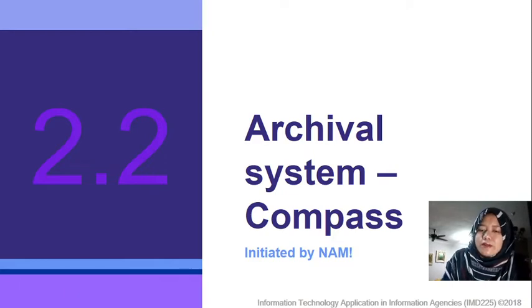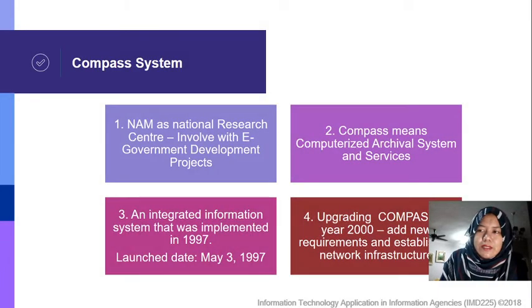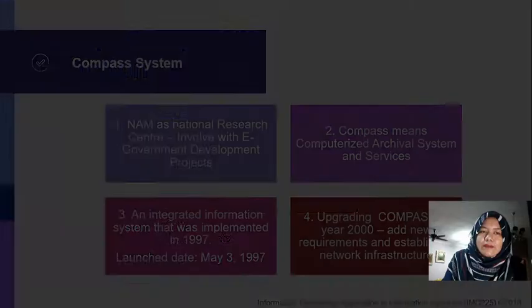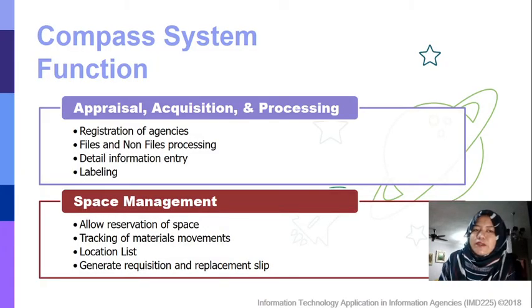And then the archival system, which is Kompas, initiated by National Archive Malaysia. National Archive Malaysia, as the national research centre, is involved with the e-government development project. Kompas means Computerized Archival System and Services. It is an integrated information system that was implemented in 1997, and its launch was on 3 May 1997. Then Kompas was upgraded in the year 2000 to meet new requirements and an established network infrastructure. So this is the function of the Kompas system.